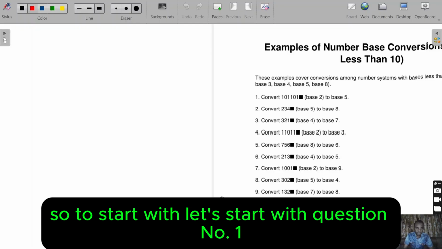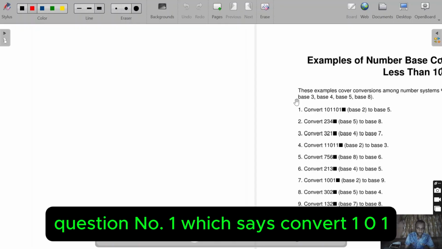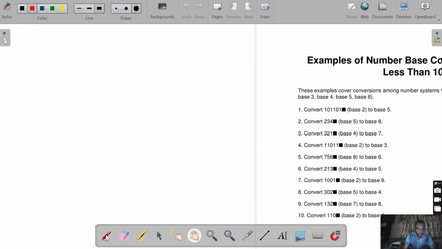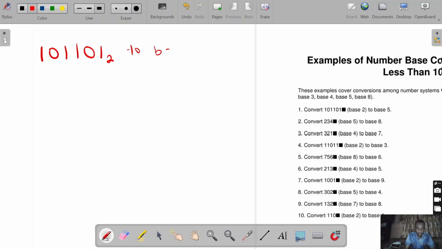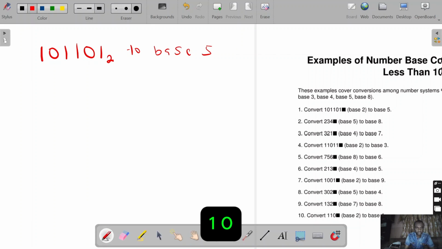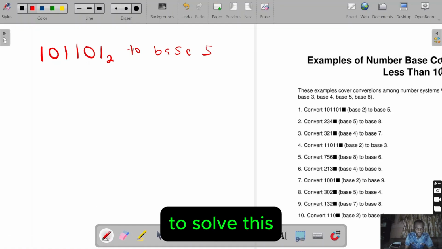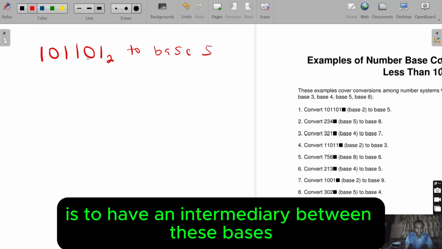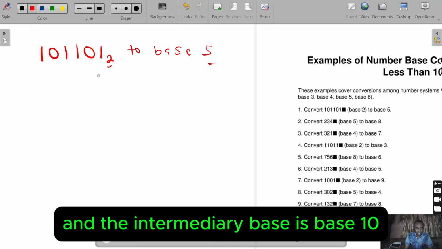So to start with, let's start with question number 1, which says convert 101101 base 2 to base 5. So how do we do this? The easier way to solve this is to have an intermediary between these bases, base 2 and base 5. And the intermediary base is base 10.